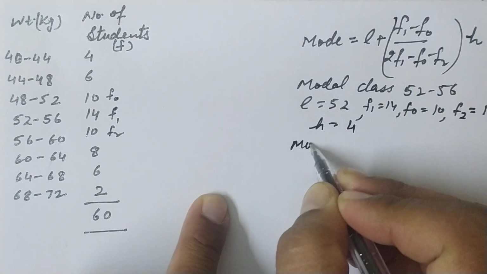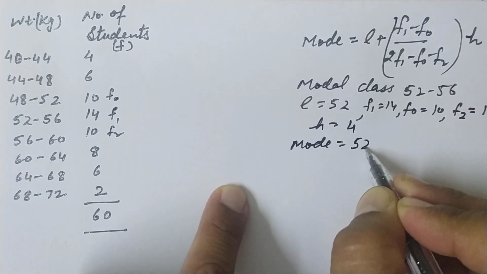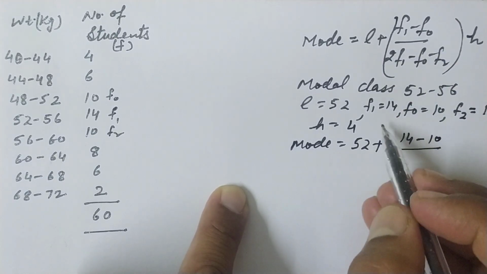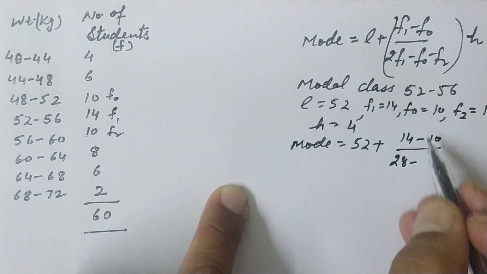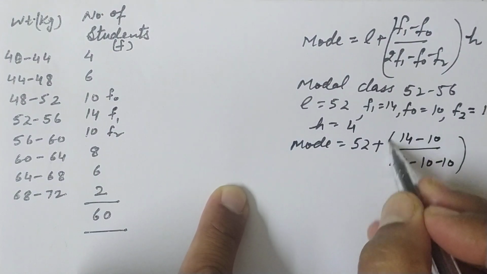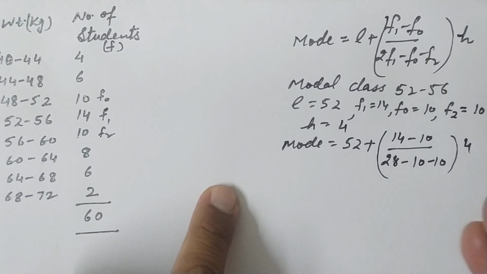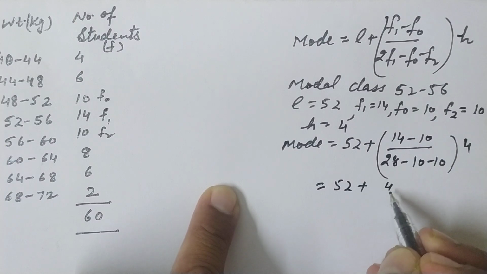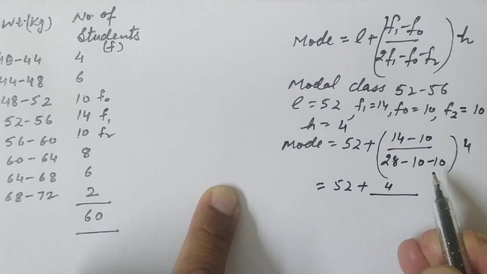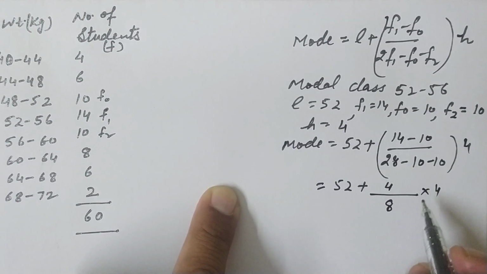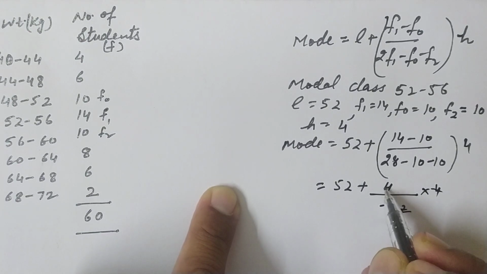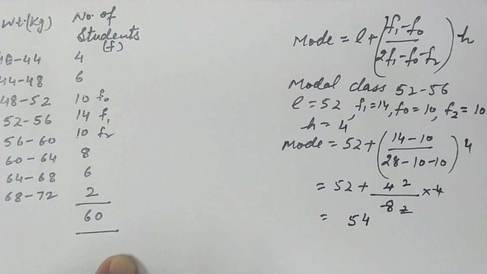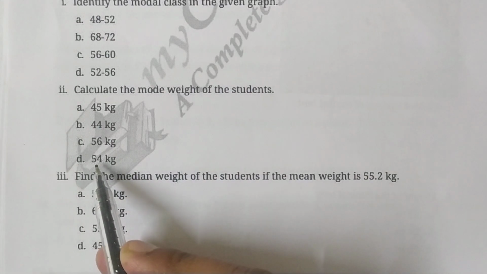So mode is L, which is 52, plus F1 which is 14 minus F0 which is 10, over 2F1, 2 into 14 is 28, minus F0 which is 10, minus F2 which is also 10, into H, that is 4. So 52 plus 14 minus 10 is 4, over 28 minus 20, that is 8, into 4. So 4 ones are 4, 4 twos are 8, and 2 ones are 2. So 52 plus 2 is 54. So the mode is 54 here. So option D is correct.